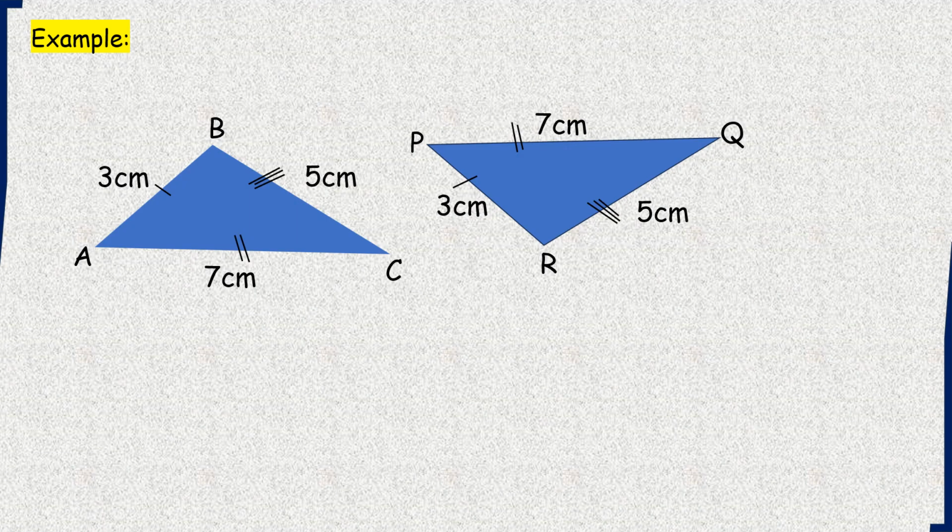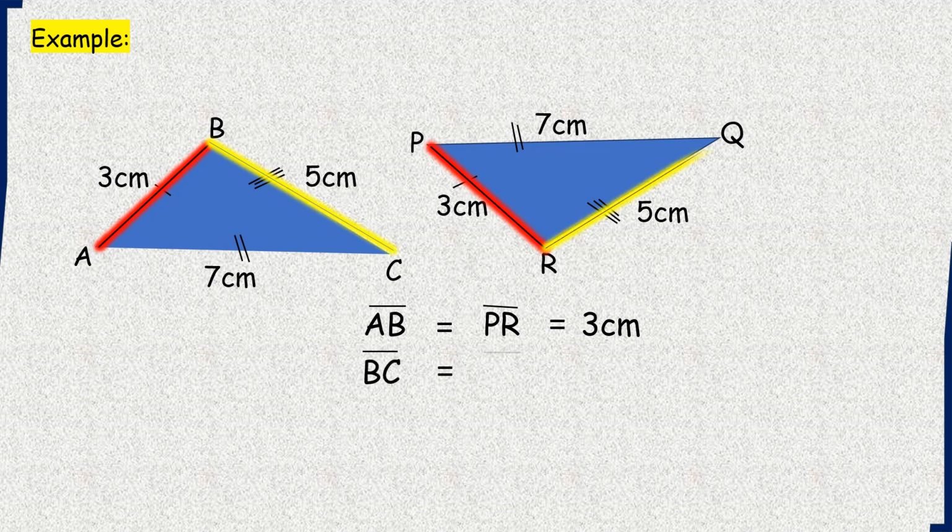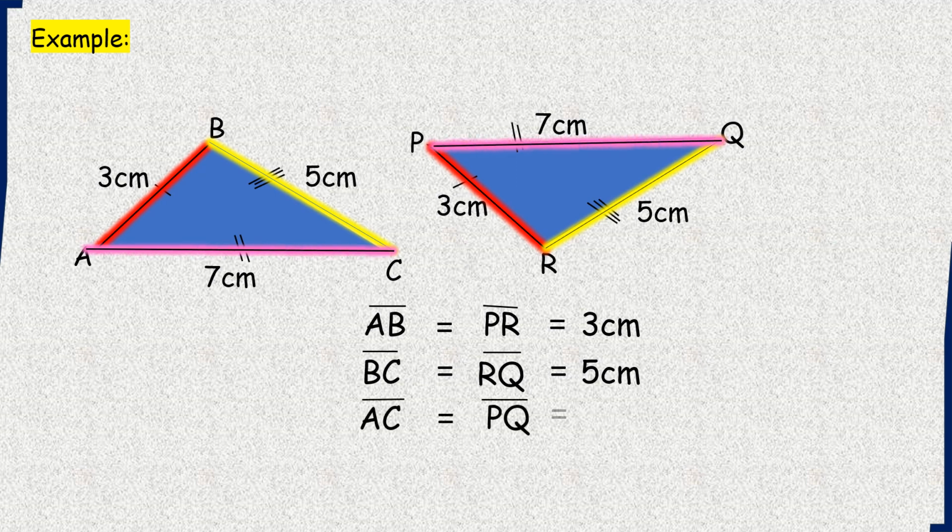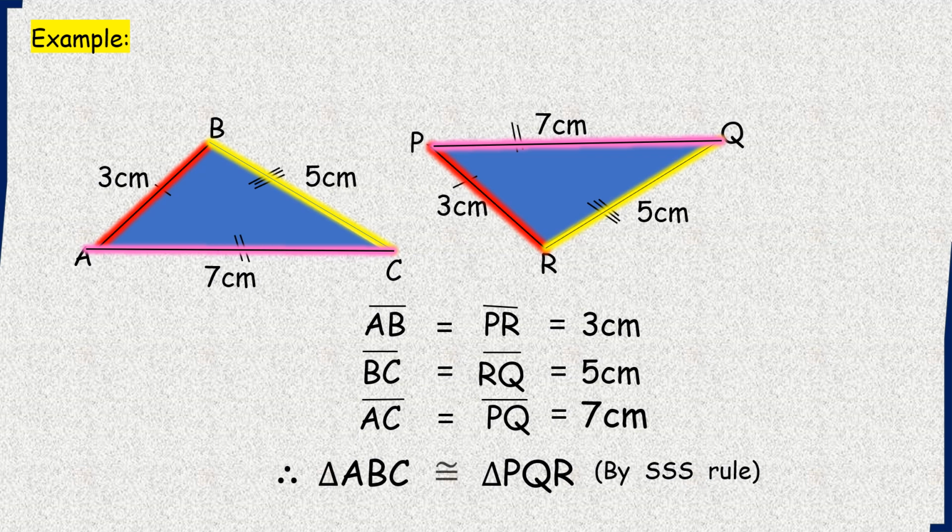For example, observe these two triangles. Here, side AB and side PR are equal to 3 centimeters. Side BC and side RQ are equal to 5 centimeters. Side AC and side PQ are equal to 7 centimeters. Therefore, by the SSS criterion, triangle ABC and triangle PQR are congruent.